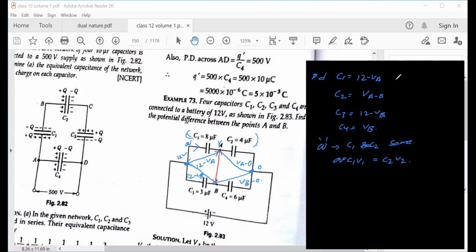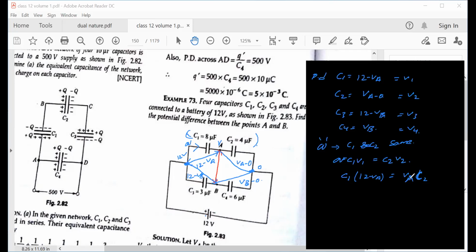Okay, so I'll take the relations as V1, V2, V3, and V4. So the relation will be like this. C1 into V1, which is 12 minus VA, is equal to C2 into V2, and V2 is nothing but your VA.